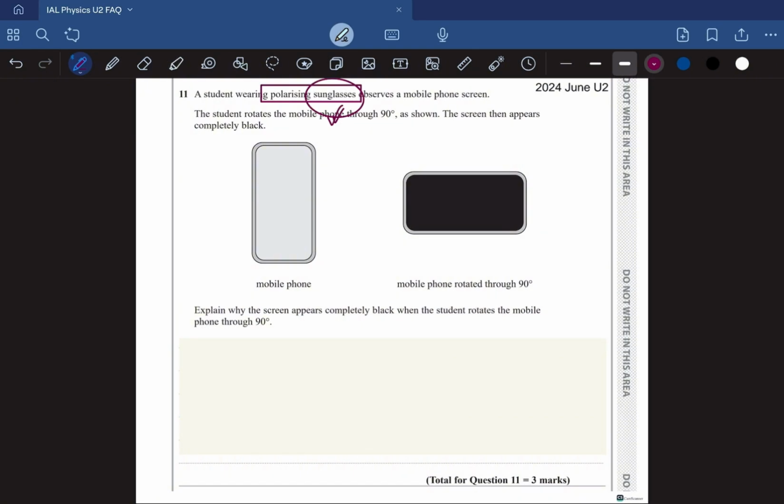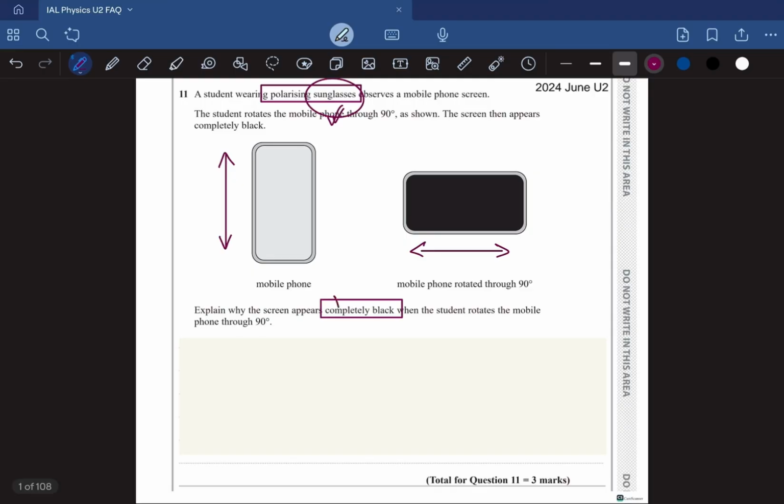The student rotates the mobile phone through 90 degrees. Basically it was vertical before, and then it was moved by 90 degrees, and now it has become horizontal. Explain why the screen is completely black when the student rotates the mobile phone through 90 degrees. So the screen is appearing completely black. When it is completely black, that means light has been absorbed by the sunglass. No more light is passing through the sunglass.